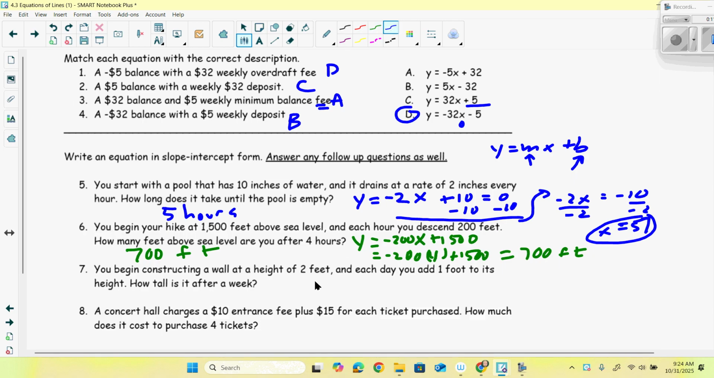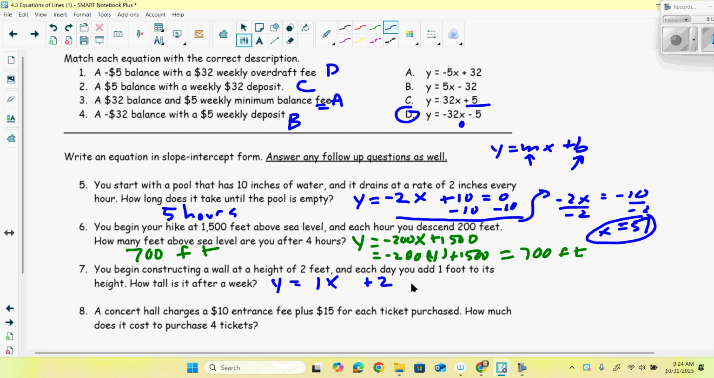You begin constructing a wall at a height of 2 feet. So its starting value was 2 feet already. So there's a +2 out here. And each day you add 1 foot. So you're adding a positive 1 per 1 day. So 1x plus 2. How tall is it after a week?